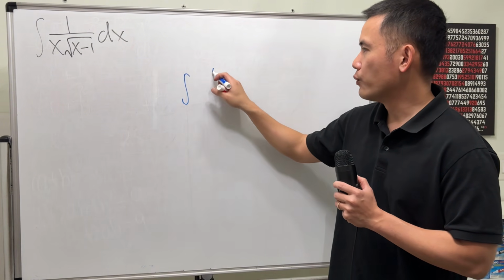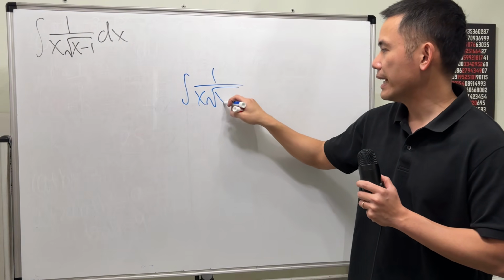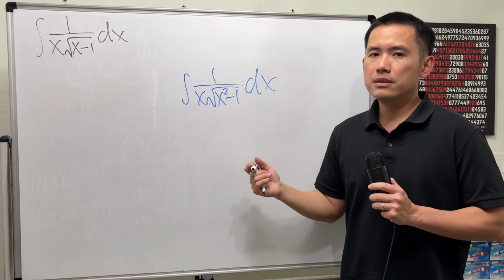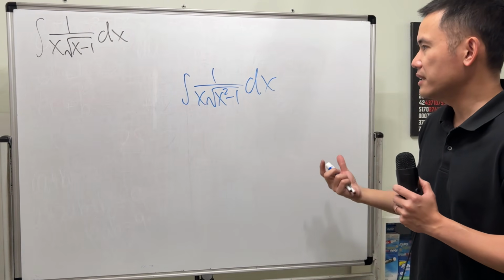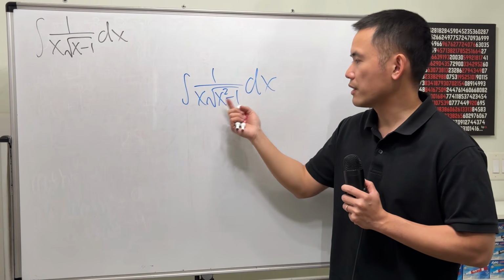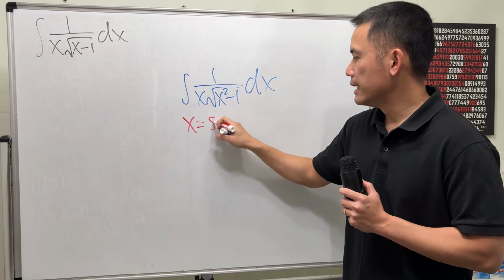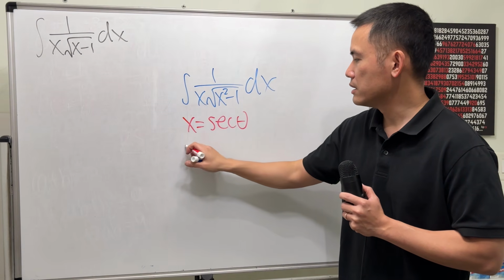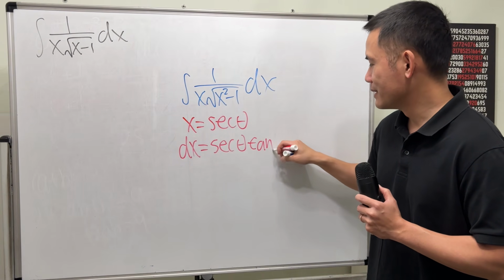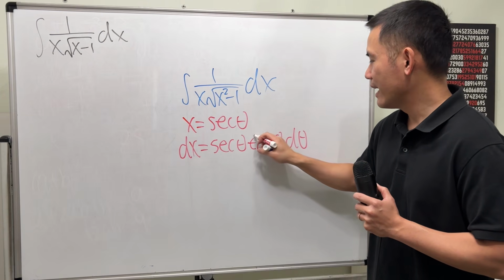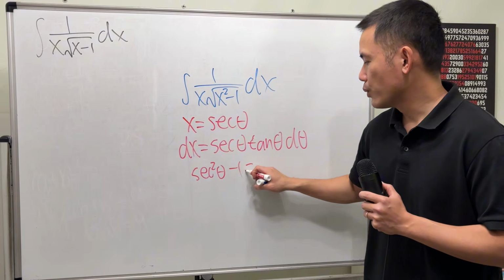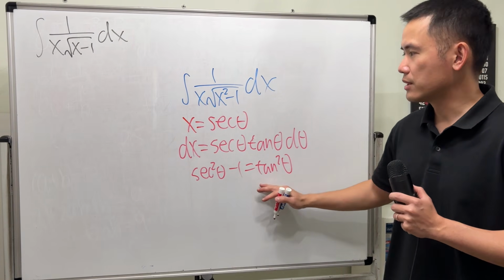If we had the integral of 1 over x times the square root of x squared minus 1, if we have the square right here, it's easier in the sense that there's a much clearer indication of, let's just do trig sub. Because we have the x squared minus 1 inside of the square root, let x equal secant theta. That way we can see dx equals secant theta tangent theta d theta. And if you plug that in, you will see that secant squared theta minus 1 is equal to tangent squared theta. This is just a trig identity.